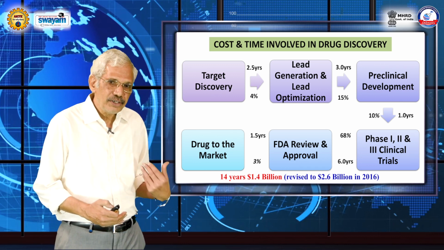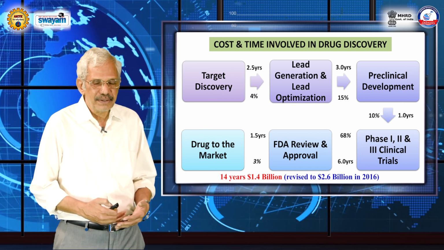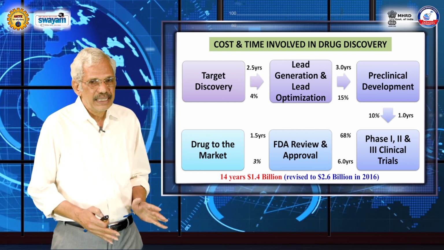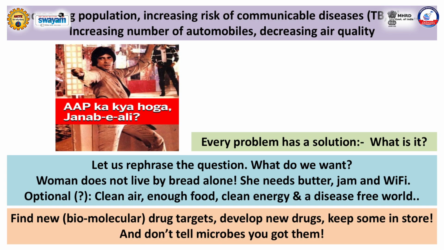And this is particularly true for third world country diseases where the investments are low, but the need is very high. So now what do we do? Well, here is what our famous singer says, "Aapka kya hoga Janabe Ali." Now, what does this mean? Well, it means that you find new targets, develop new drugs, and keep some in store, and don't tell microbes you got numbers. So that's the general idea here.